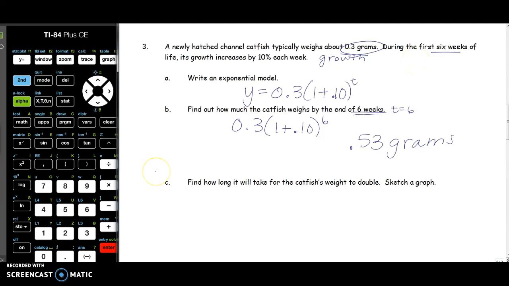But part C says, how long will it take for the catfish's weight to double? If it doubles, that means it has to reach 0.6, sorry. So that's the original weight, 0.3, doubled to 0.6. So since we are looking for the outcome and how long it took to get here, then we have to set it equal to our original formula. So here's your y1, here's your y2.